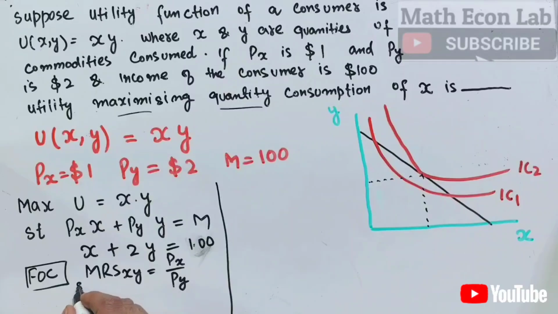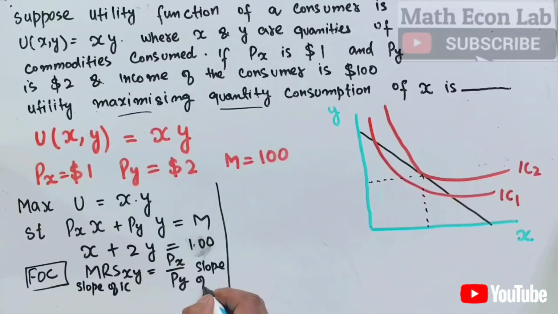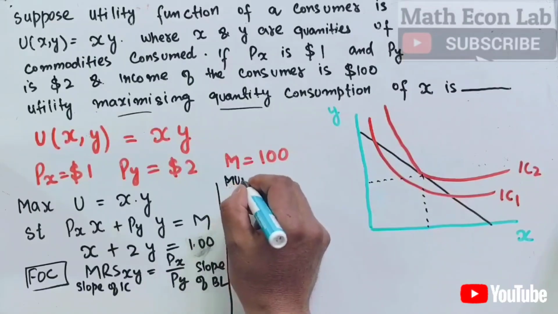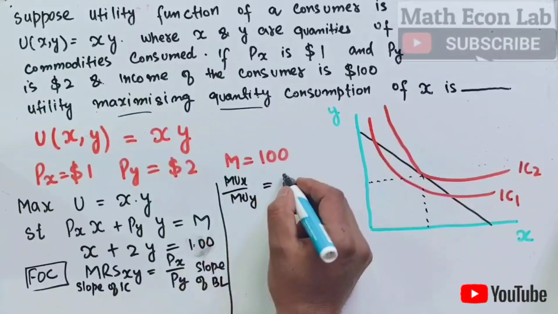Okay, that means what's MRS? MRS is the slope of IC, and PX upon PY is the slope of the budget line. Okay, so MRS is simply the marginal utility of X upon the marginal utility of good Y. It should be equal to the ratio of the prices.